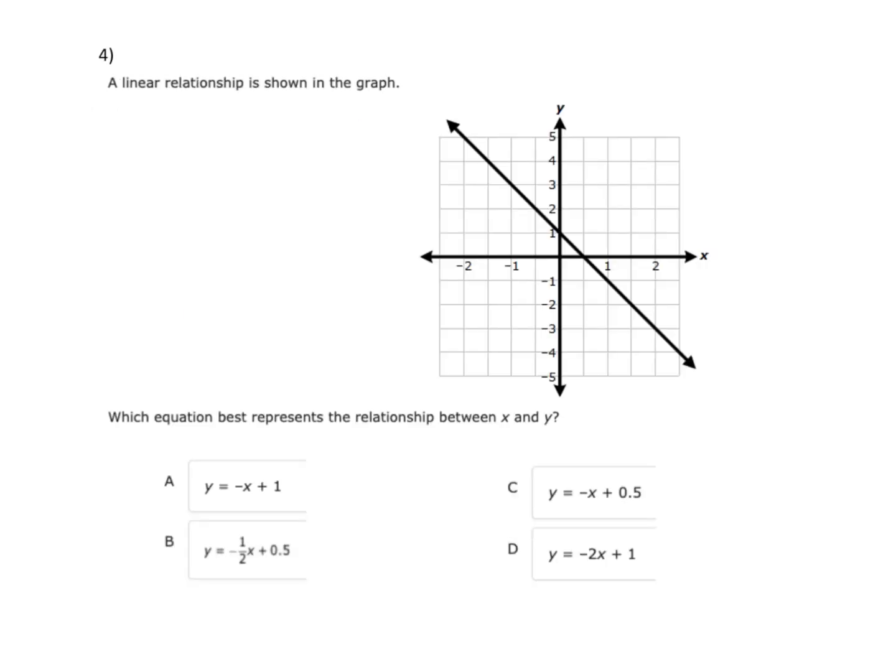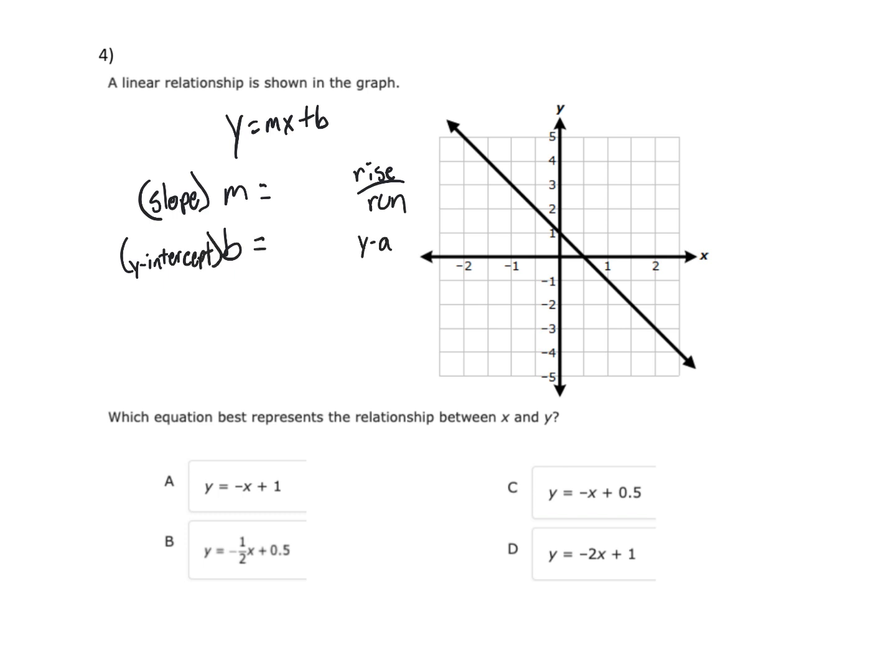All right, number 4 says a linear relationship is shown in the graph. Which equation best represents the relationship between x and y? So we need to remember our equation, y equals mx plus b, where m is our slope, which also just means rise over run. And our b is our y-intercept, that's where it crosses the y-axis.